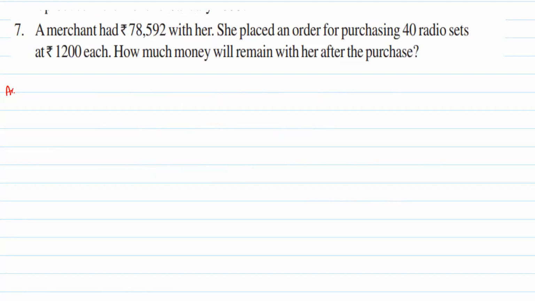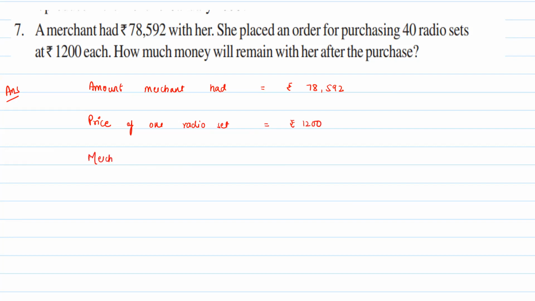Next question. A merchant had 78,592 with her. She placed an order for purchasing 40 radio sets at 1200 each. Okay. So the amount, you can write amount or money. Amount merchant had is rupees 78,592. Price of one radio set, rupees 1200.